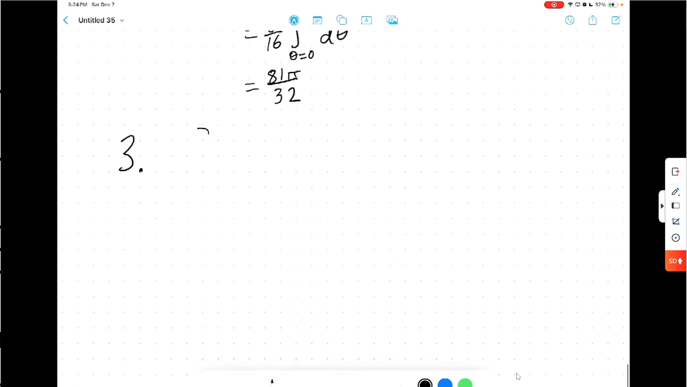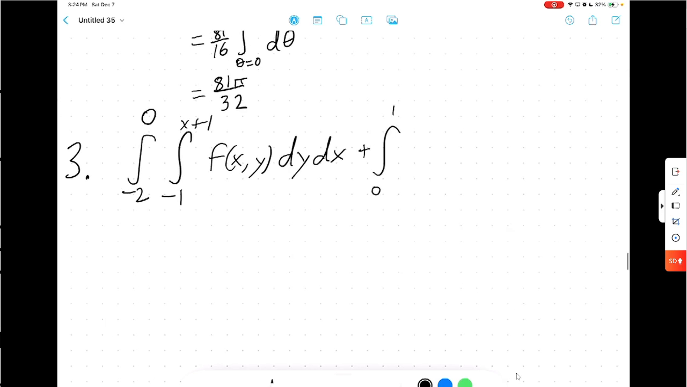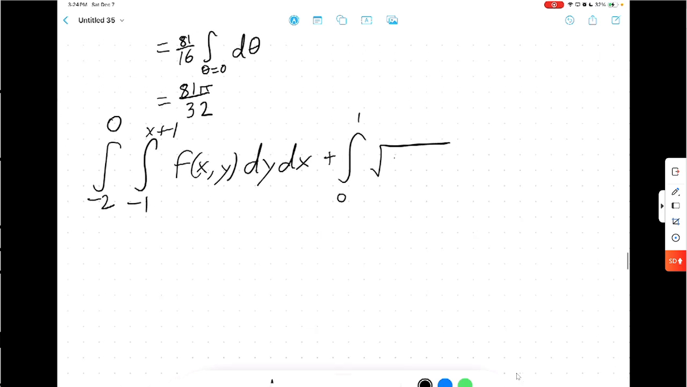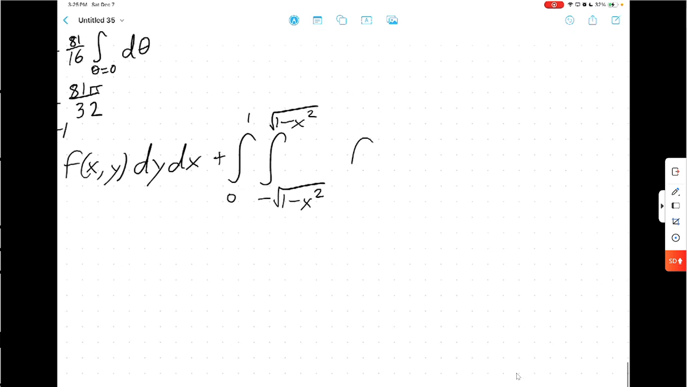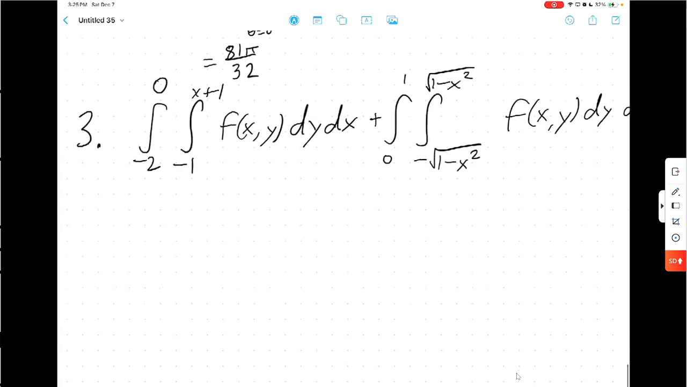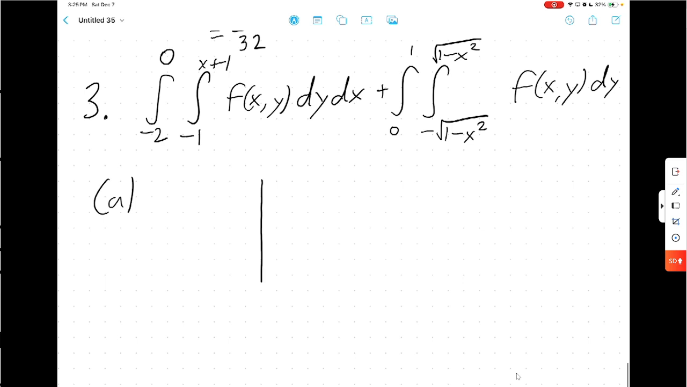Number 3. This asks us to consider an integral, or actually multiple integrals, of f of xy dy dx, plus the integral from 0 to 1, and the integral from negative square root of 1 minus x squared to square root of 1 minus x squared, f of xy dy dx. A asks us to sketch the region, so we're going to sketch this.